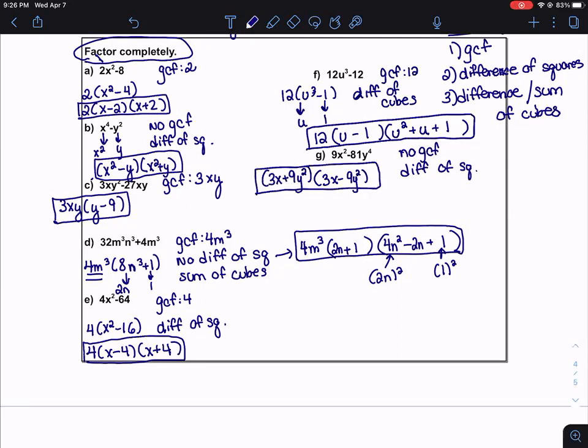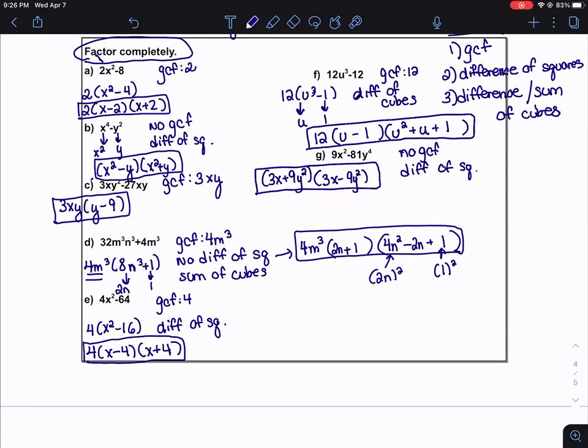So now you guys have officially learned how to use GCF factoring. You've learned how to use difference of squares factoring. You've learned how to use sum and difference of cubes factoring. And of course, you learned how to combine all three into factoring completely. Now, this is the first part of your homework, which is due next Wednesday, but you guys can start it.